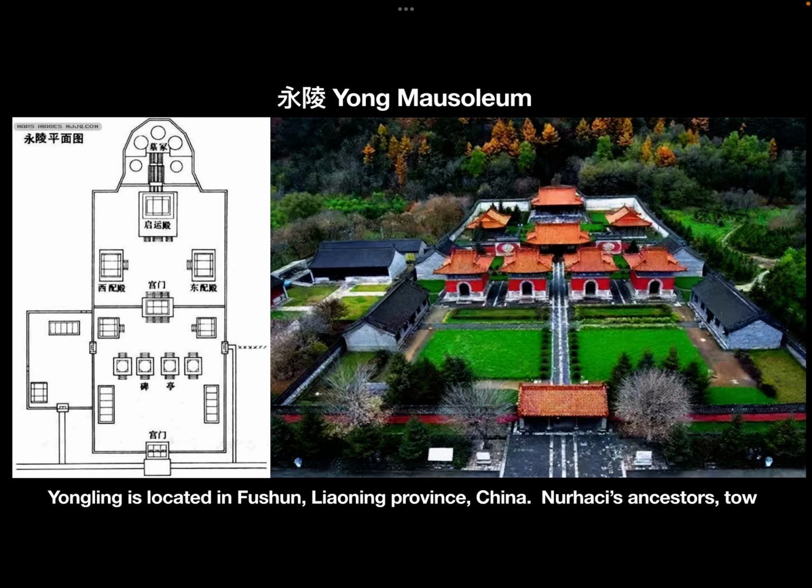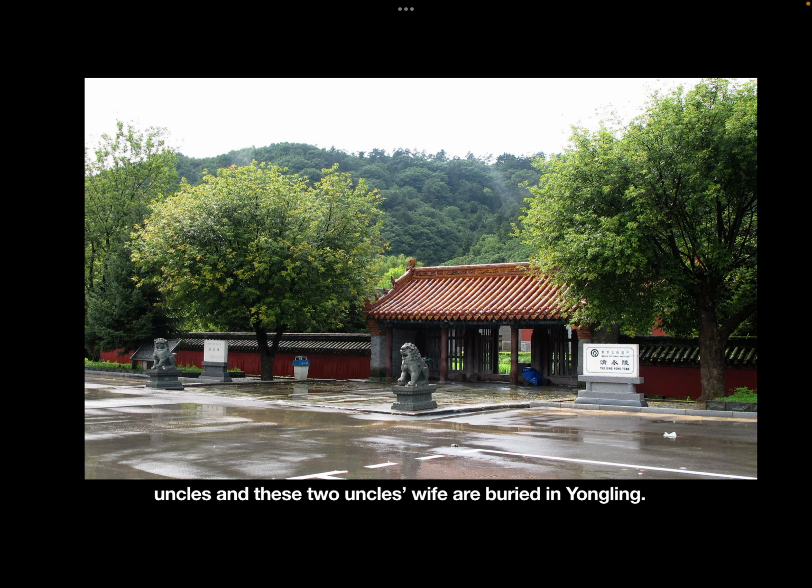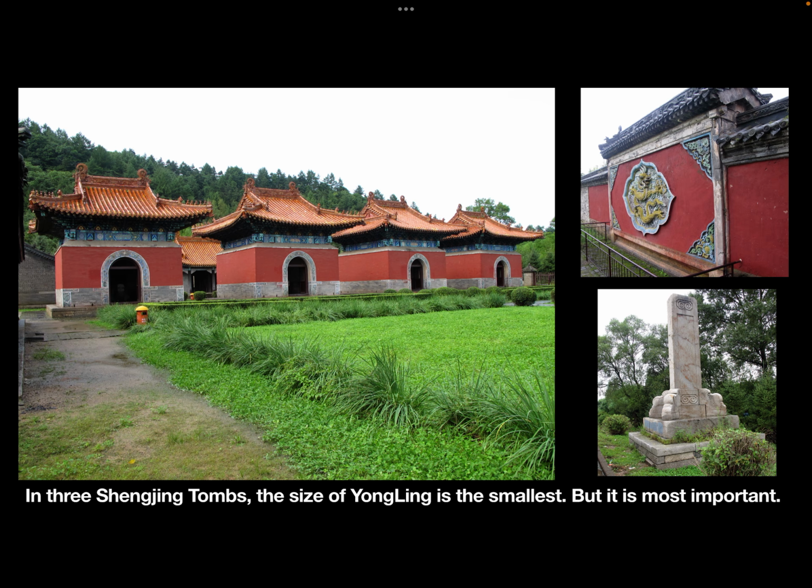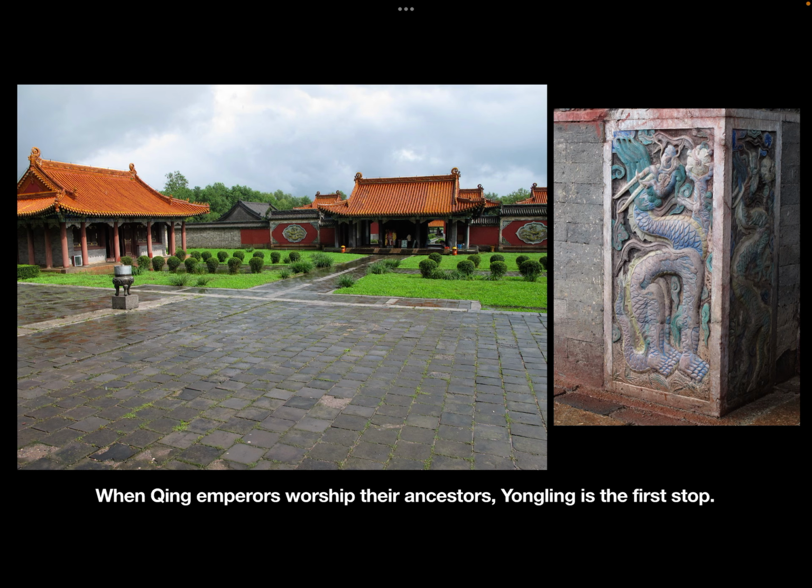Yongling is located in Fushun, Liaoning Province, China. Nurhaci's ancestors, two uncles, and those two uncles' wives are buried in Yongling. Among the three Shenjing tombs, the size of Yongling is the smallest, but it is the most important. When Qing emperors worship their ancestors, Yongling is the first stop.